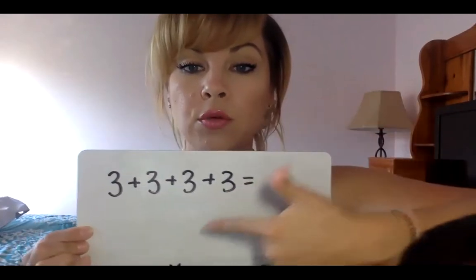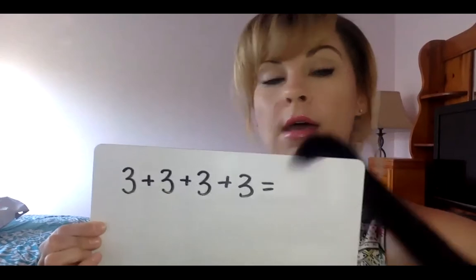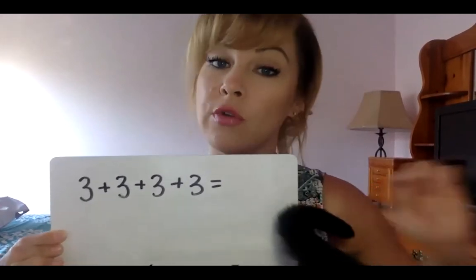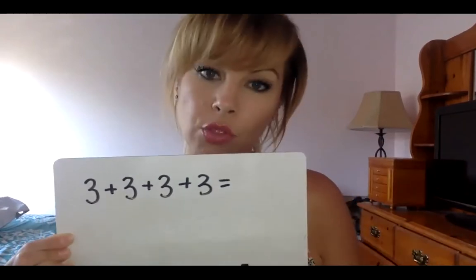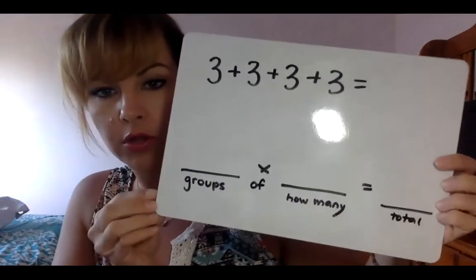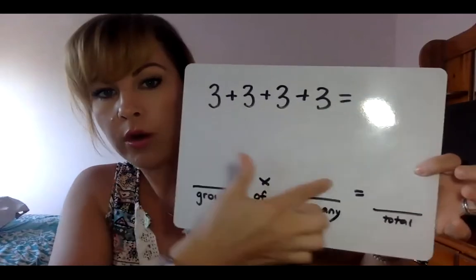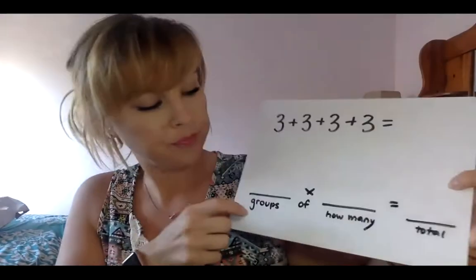So when you are adding the same number over and over again, you can actually turn it into a multiplication problem to make your math faster. The way that you do that is I kind of have it broken down for you. These are where you're going to fill in the missing numbers, okay?